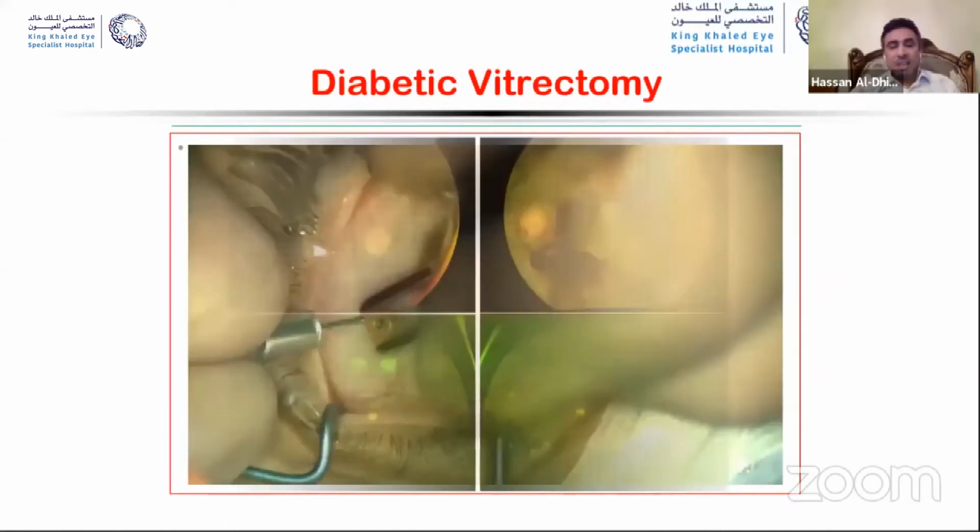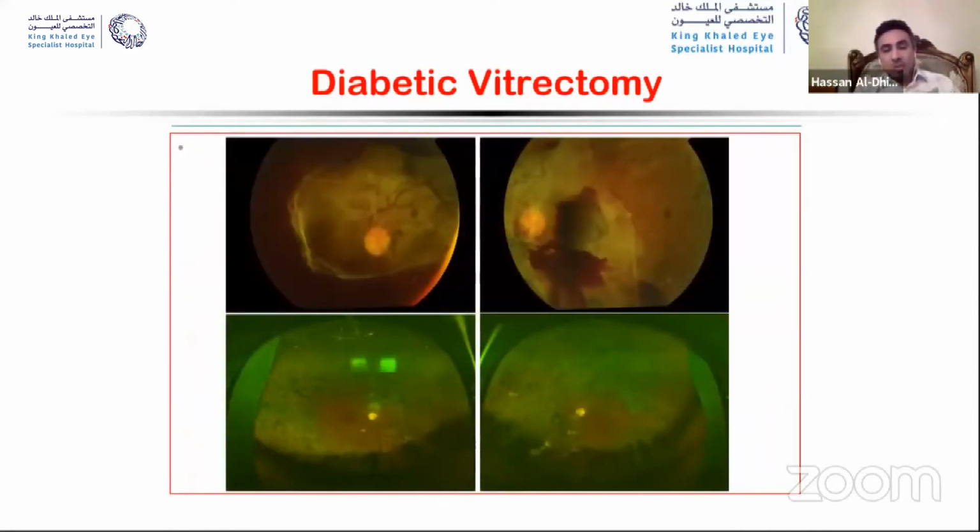This is the end of this case, and look at the post-operative pictures. It really showed that we are able to control the disease just by doing this vitrectomy coupled with endolasers.